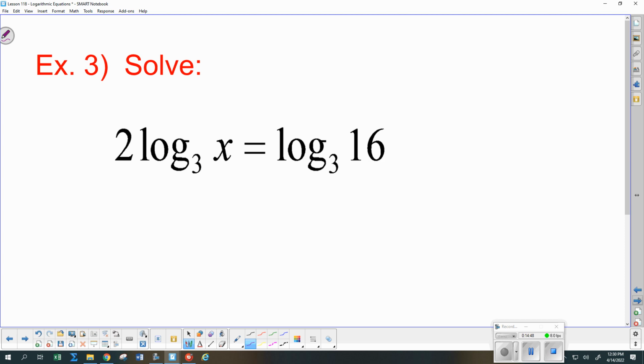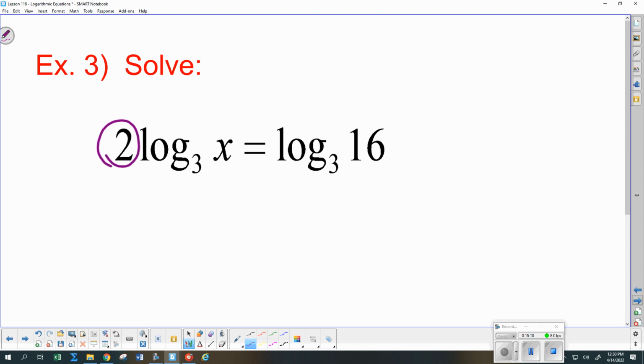2 log 3x equals log 3 of 16. This does not say log 3 equals log 3. It says 2 log 3 x equals log. We can't set arguments equal yet. It's got to be just log equals log. Who remembers or can look at your list? What can I do with this 2, Madeline?